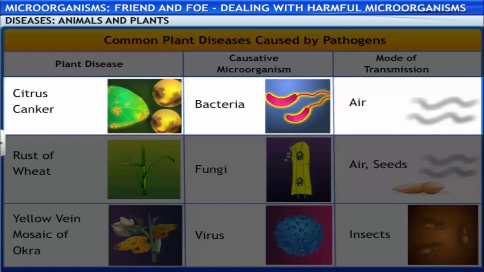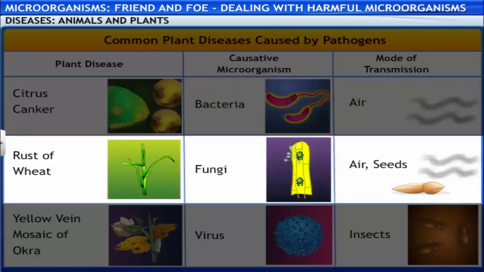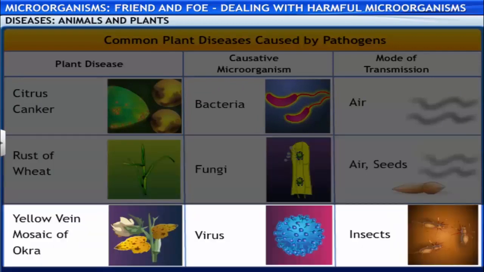Citrus canker is a bacterial disease seen in citrus plants like lemon. The disease is transmitted through air. Rust of wheat is a fungal disease seen in wheat plants, transmitted through air and seeds. Yellow vein mosaic of okra is a viral disease seen in okra plants, transmitted through insects.